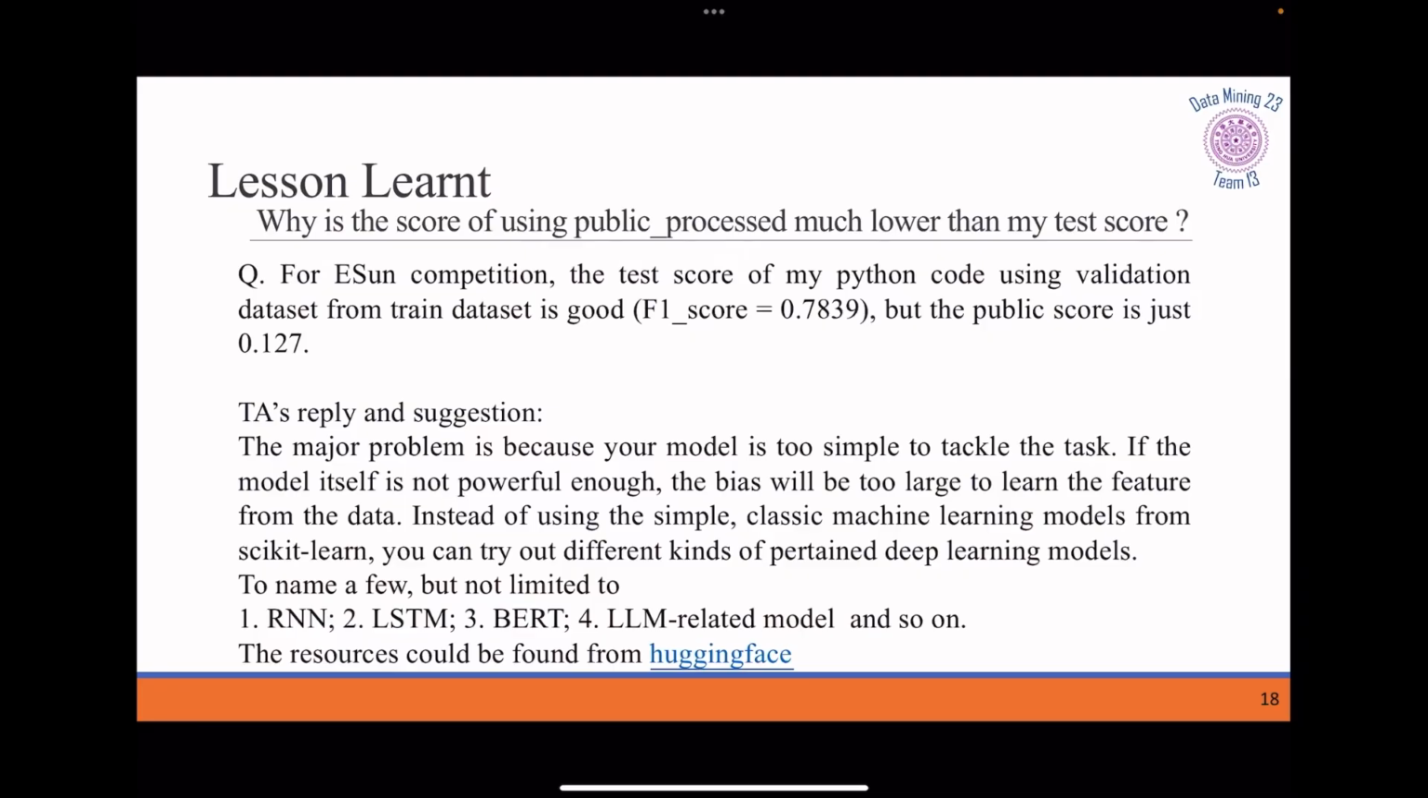The first lesson learned was, as mentioned before, when we tested our validation dataset using F1 score, we got 0.7839. However, when we posted the results on the competition site, the score was just 0.127. We created a TA and we found out that it was because our model was too simple to tackle the task. Hence, rather than going back and forth tuning the hyperparameters of our model, we could go on to more advanced deep learning models such as RNN, LSTM, or large language model to get a better score.